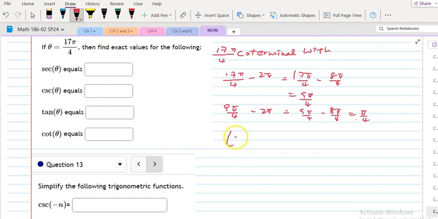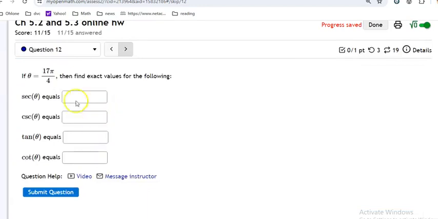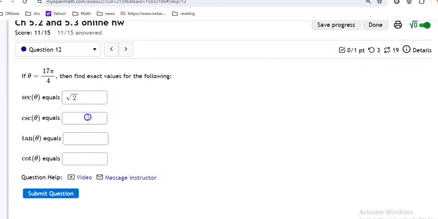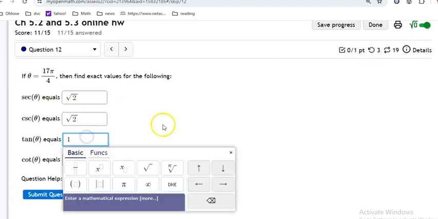So for pi over 4, our point is root 2 over 2 and root 2 over 2. Secant is defined as 1 over x, so it will be 2 over root 2, equal to root 2. Cosecant is 1 over y, so that will also be root 2 because it's the reciprocal. Tangent is y over x, so that's equal to 1 because they're identical. Cotangent is x over y, that's also equal to 1. So root 2, root 2, and then 1 and 1.